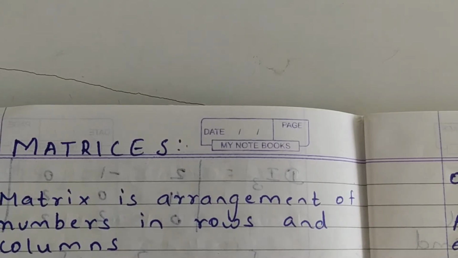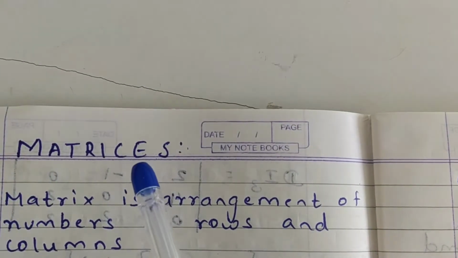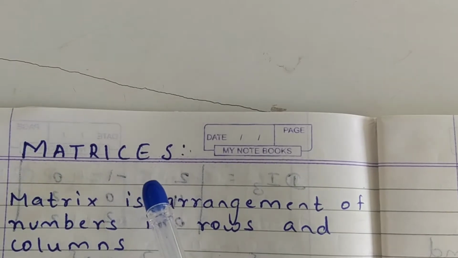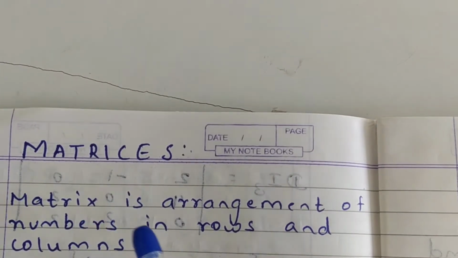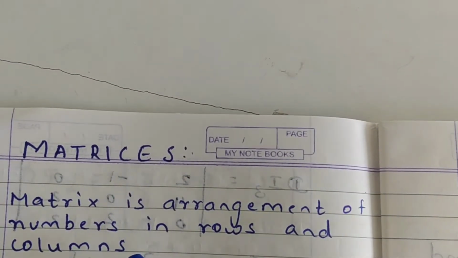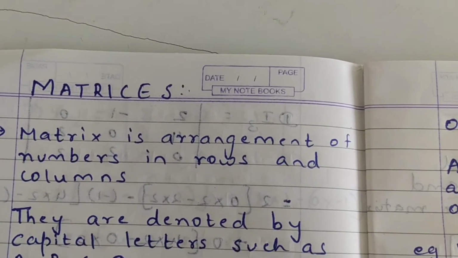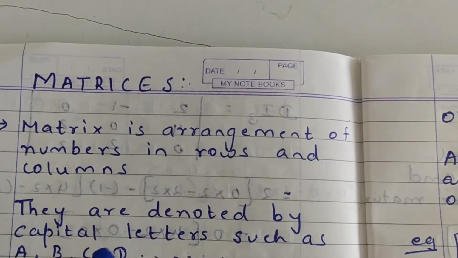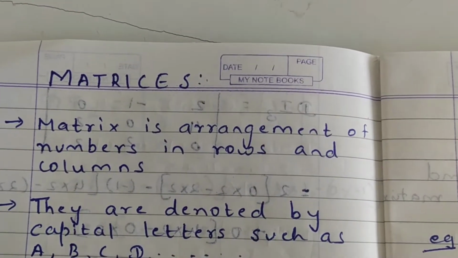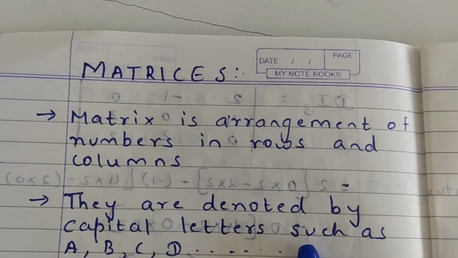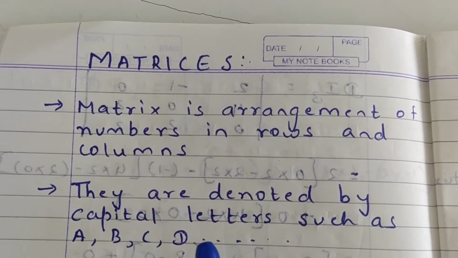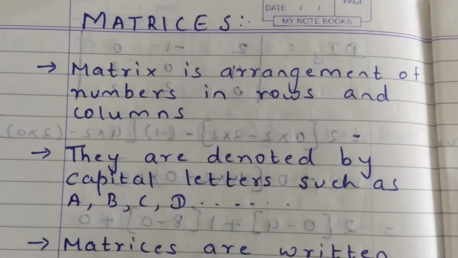Hello students, today we are going to see what is matrices. So, a matrix is arrangement of numbers in rows and columns. Generally, the matrices are denoted by capital letters A, B, C, D. So, you can use any capital letter to denote a matrix.